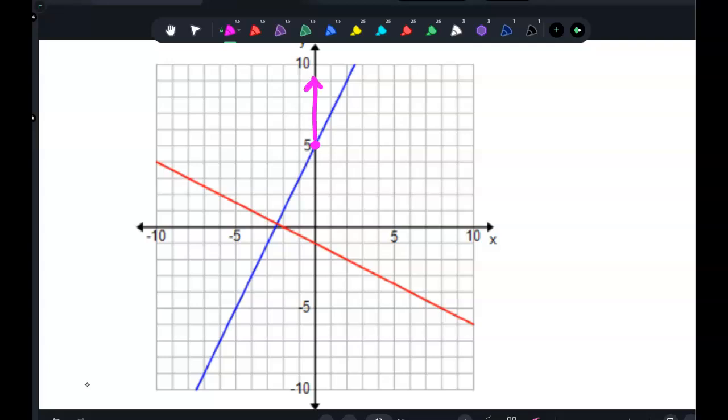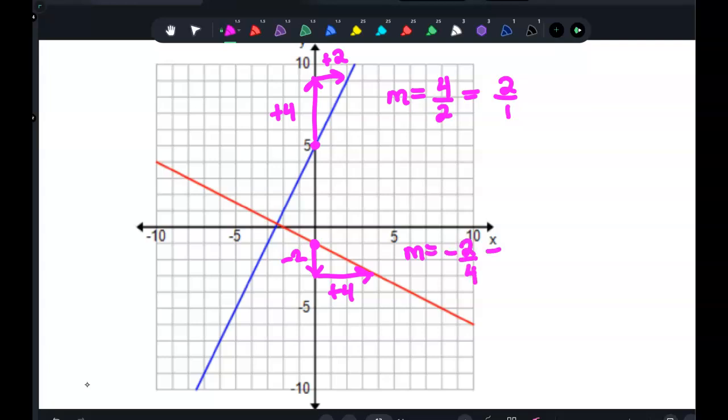Okay, I'm gonna go up 1, 2, 3, 4, and I'm gonna go to the right 2. So that makes my slope 4 over 2, which would just be the same as 2 over 1, or just 2. Okay, let's check the other line. This time I go down 2 to the right 4, my slope is negative 2 over 4 or negative 1/2. What do we notice about these two numbers?